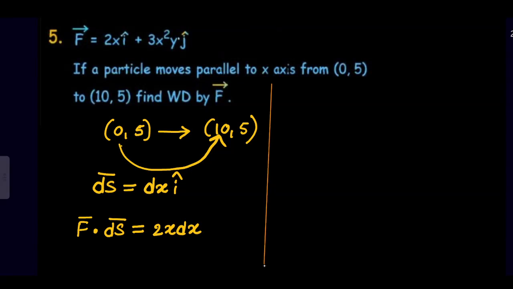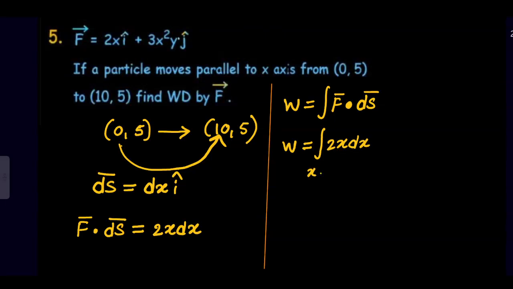Now we should find the integration for the work done. For work done we should integrate. Integral of what? F bar dot ds bar. So the work done is the integral of 2x into dx. What are the limits? The x limits are what to what?